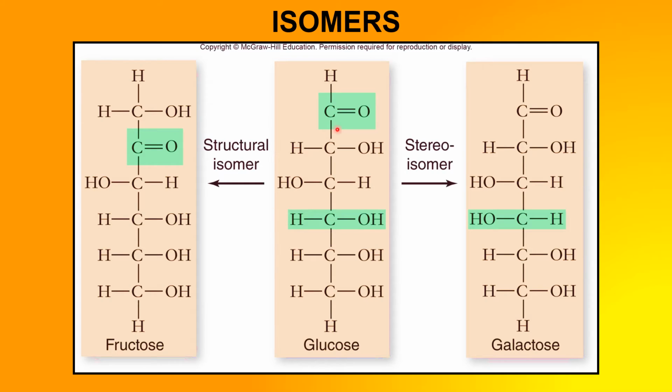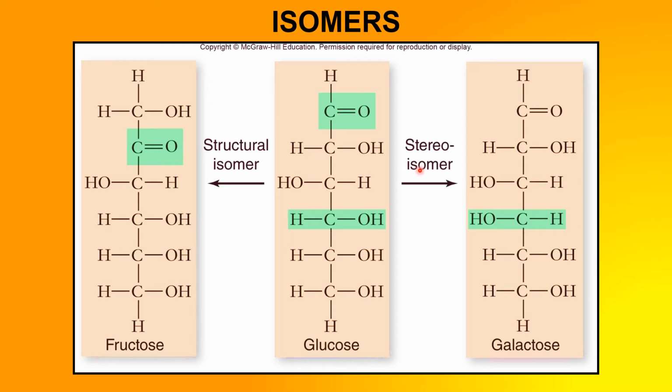And you can see where this carboxyl group of glucose, up here, carbon number 1, is on carbon number 2 in fructose. Okay, so same number of atoms, same types of atoms, just a different arrangement. Now in the case of glucose and galactose, same structural arrangement, but these are stereoisomers.